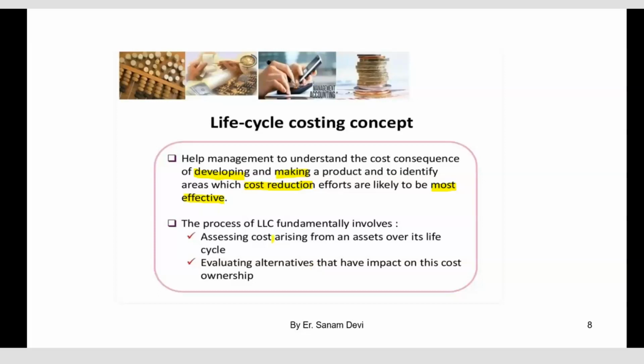The first point is assessing cost arising from an asset over its life cycle. The second is evaluating alternatives that have an impact on cost of ownership. For example, I have project A and project B. The two are giving the same output. Then if I read about their life cycle costing, I can find out which project is better. This is known as the life cycle costing concept.